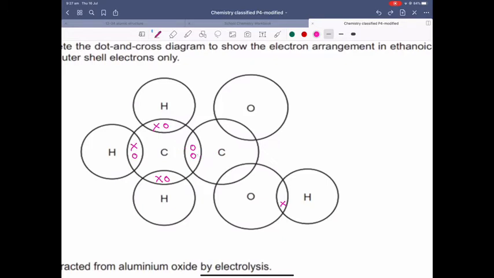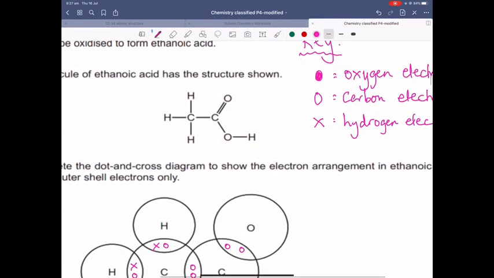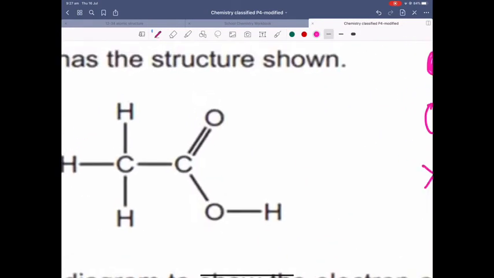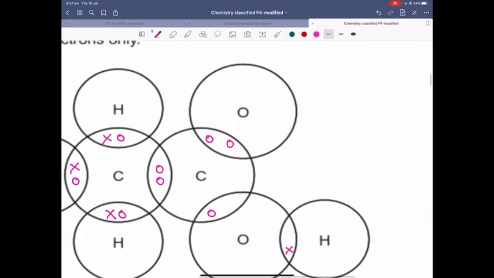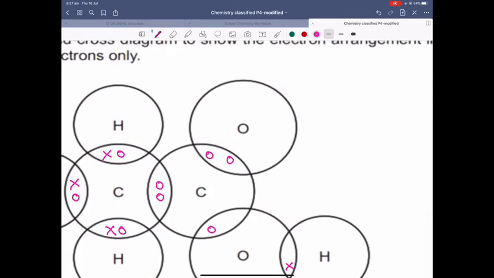And then here, carbon. Now this one is a double bond. This one is a double bond. So that means two electrons are being shared by each atom. You can refer back to the structure. There you can see the carbon-oxygen double bond. So the oxygen returns the favor and also contributes two electrons.